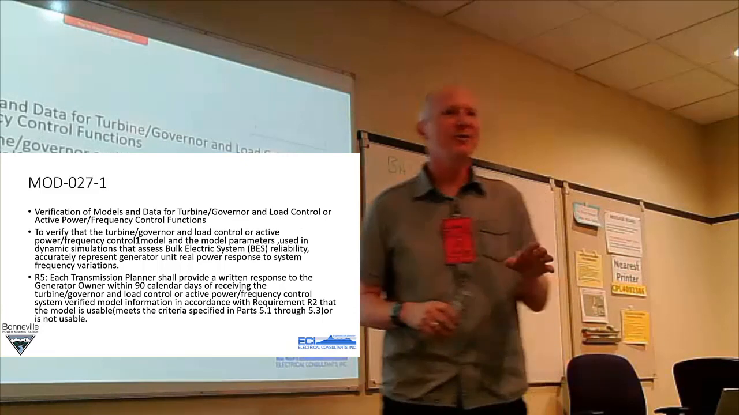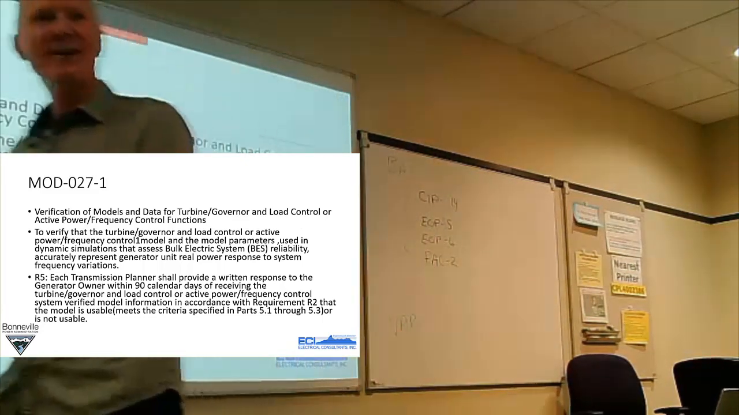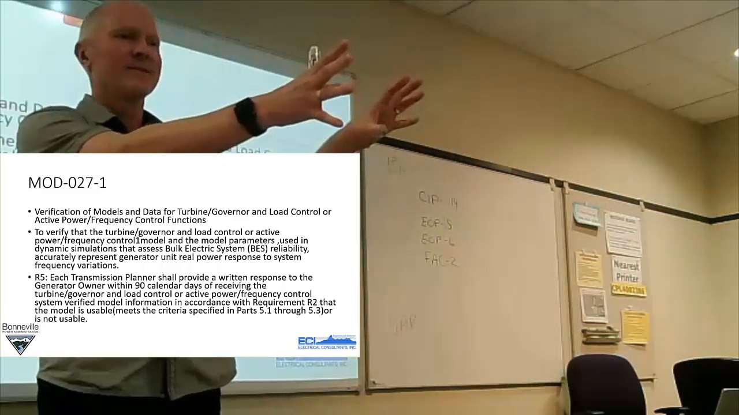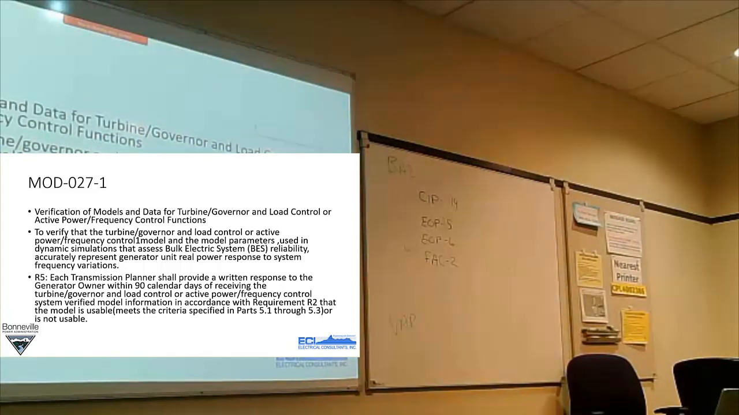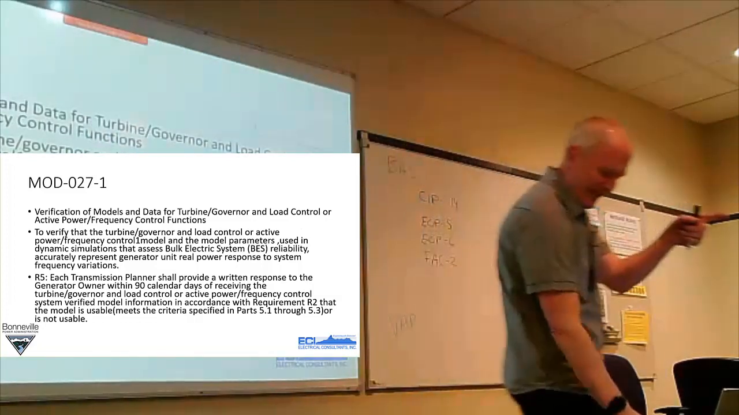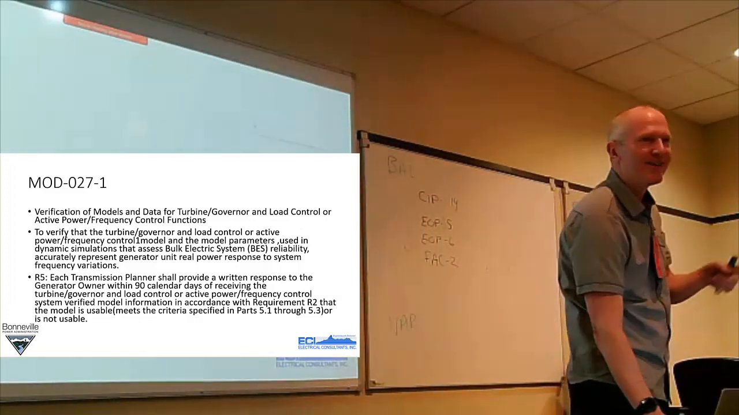Okay, what's next? Take 30 seconds after mod 27. What's the next one? 29. 28, 29. What's 28? Isn't that the Flowgate methodology? No, that's 30. 29 is establishing TTCs. Consensus point. Oh, see, I didn't get that one.